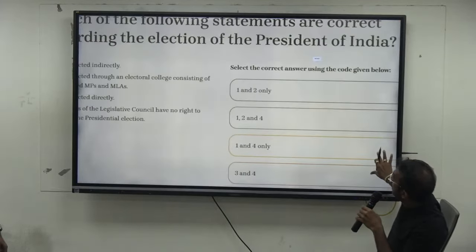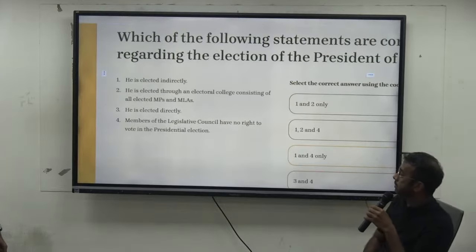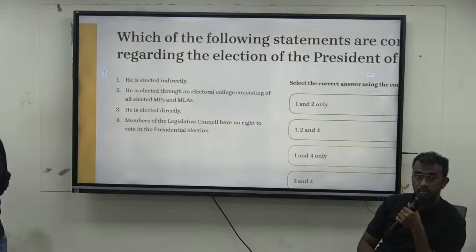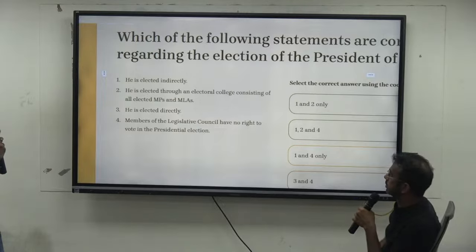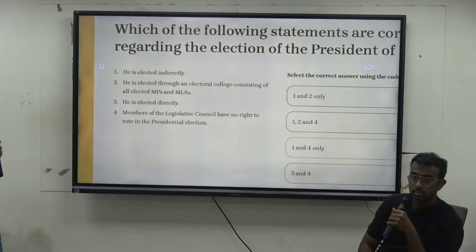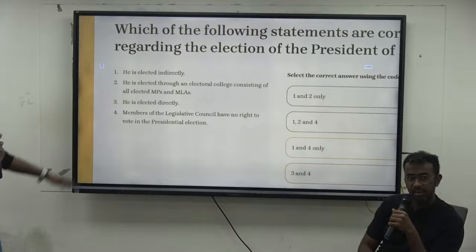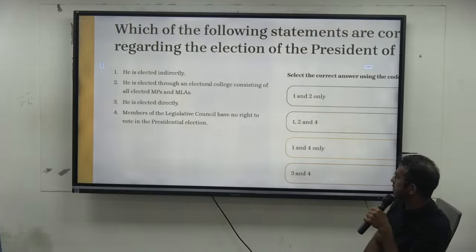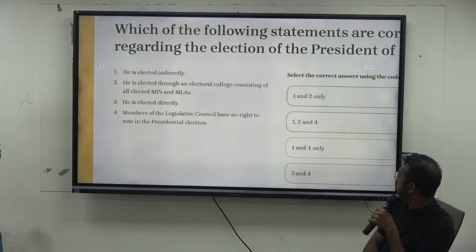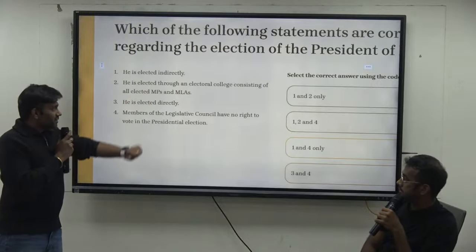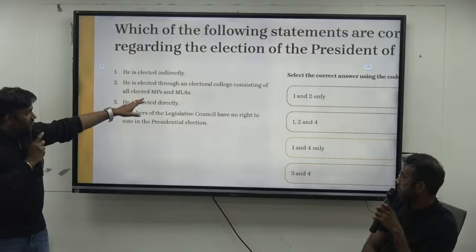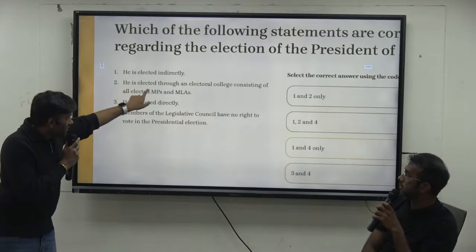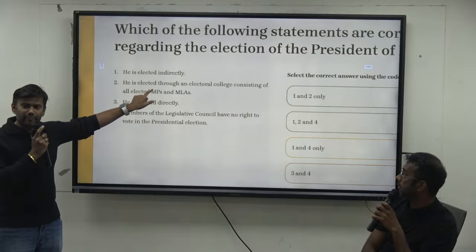Which of the following statements are correct regarding the election of President of India? He is elected indirectly, correct or wrong? He is elected through an electoral college comprising of all elected MPs and MLAs. Very good. He is elected directly. Members of the Legislative Council have no right to vote in the president's election. So what will be the answer? 1, 2 and 4. Now, some people here will say, sir, they have not given MLC. Read the statement correctly. He is elected through an electoral college comprising of all elected MPs and MLAs.